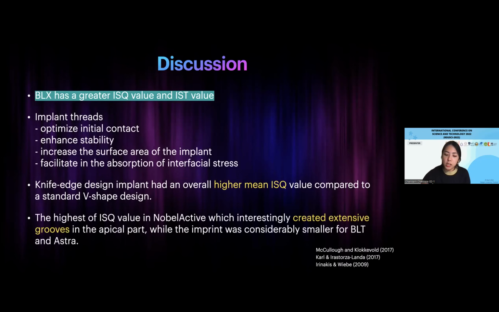Moreover, a previous study reported the highest ISQ value in Noble Active, which is the aggressive thread design, and it can create an extensive groove in the apical part, while the groove from other implants was much smaller.